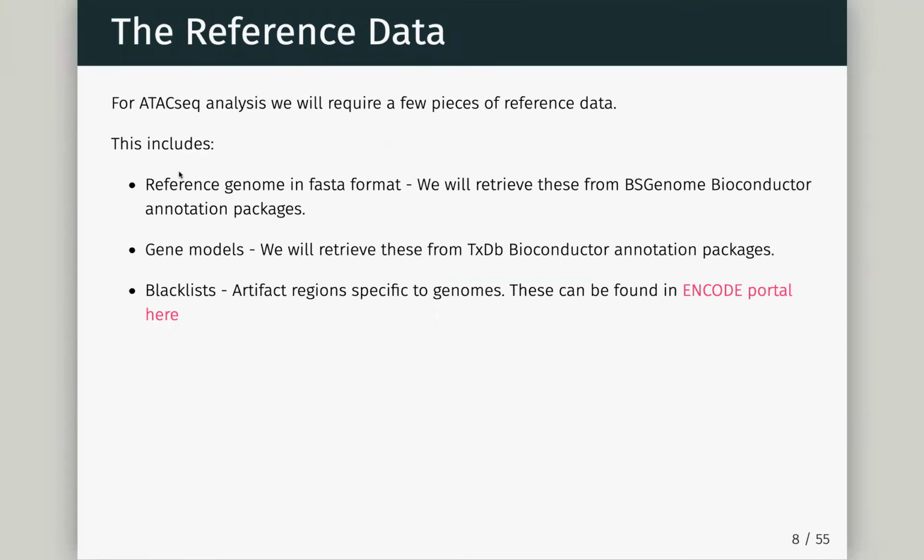So we need 3 pieces. We need some reference data. We're going to need a reference genome in FASTA format. We know where to get them from. We can use the BSgenome Bioconductor packages or your favorite FASTA file of genome sequence. Gene models, we can get those from the TxDb packages. We've seen that before. We can also get them from a GTF and turn it into a TxDb. And finally, we have something which we'll talk more about in our ChIP-seq.